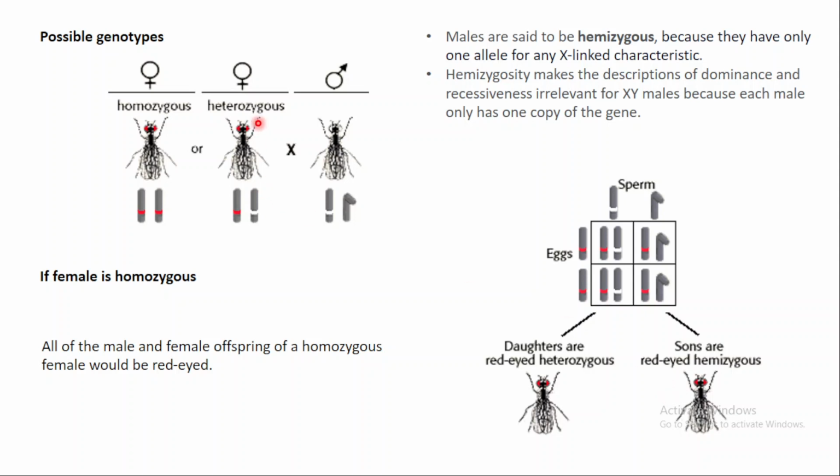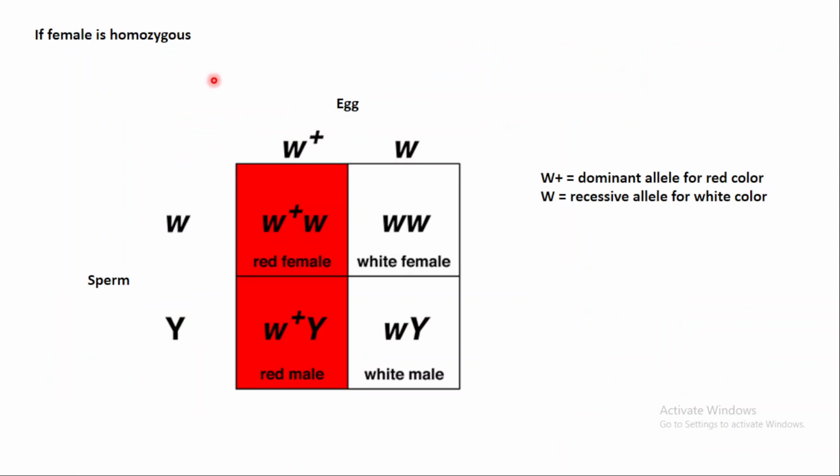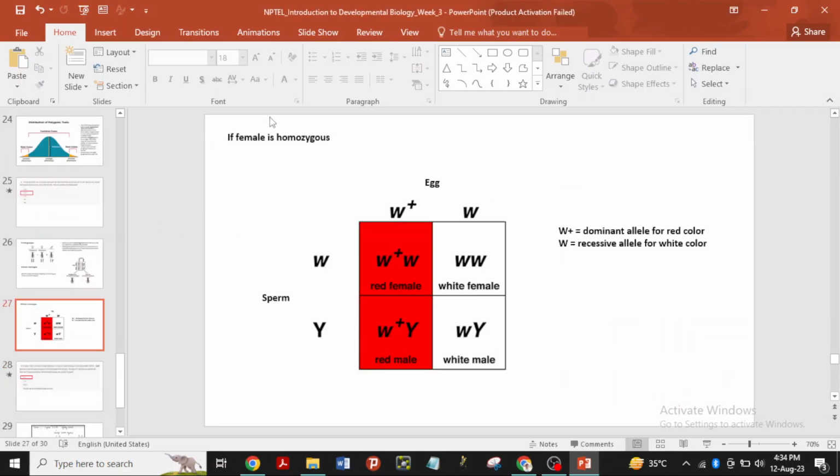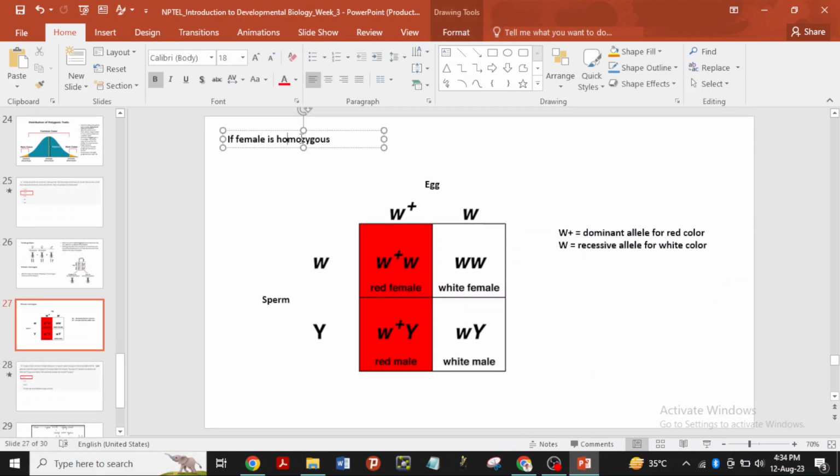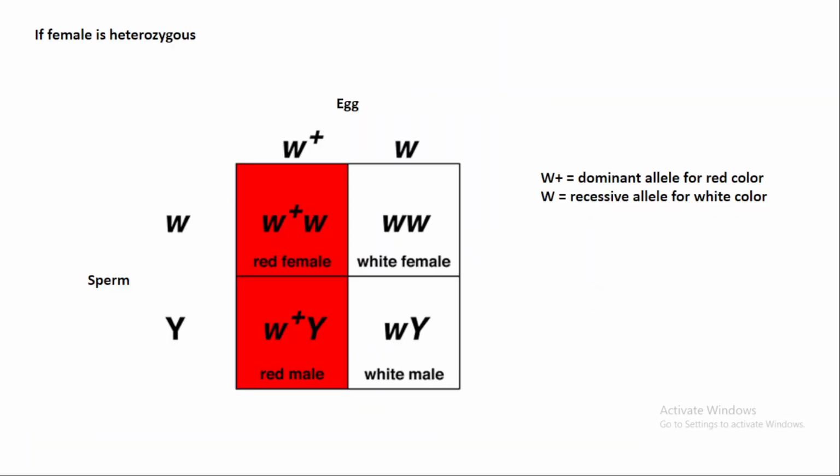Now what happens when our female is heterozygous? W plus is the dominant allele for red color, W is the recessive allele for white color. When the female is heterozygous, we have eggs with the red allele, W plus, the dominant allele, and a white allele, which is recessive. And we have sperm from the white-eyed male parent, which has the recessive white allele and a Y chromosome, right? Now look at this Punnett square carefully.